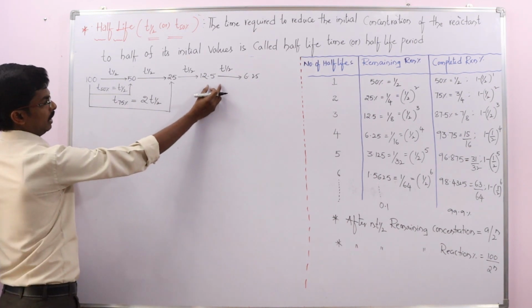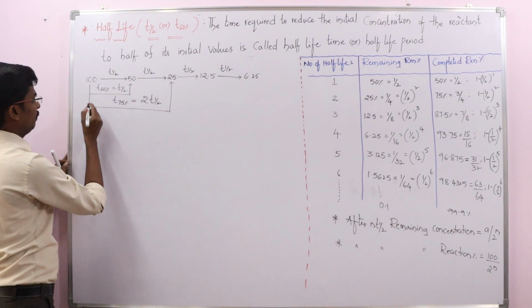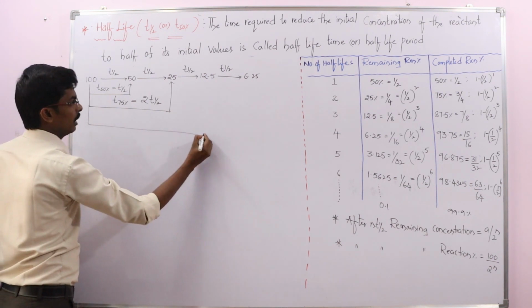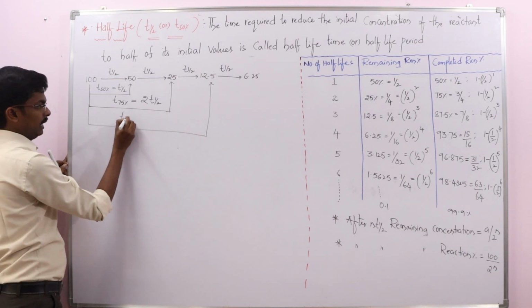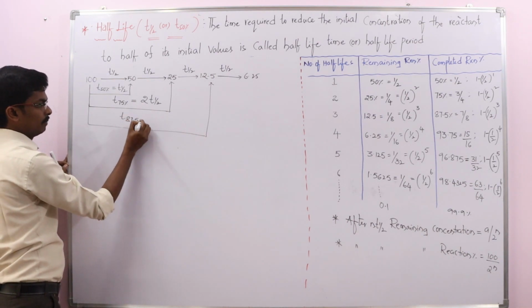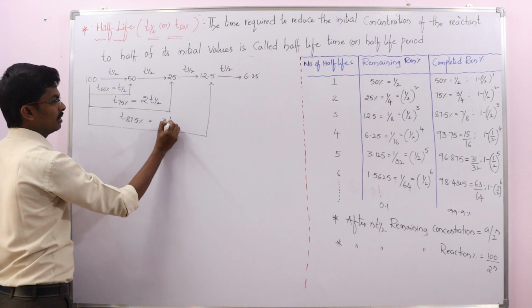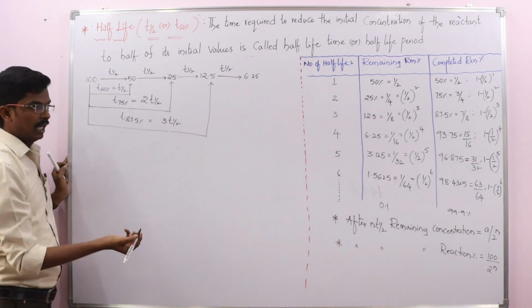So what do you expect here? It is going to become 87.5 or not? So here, if you want to give T 87.5%, it is equal to how many T½? It must be equal to 3 T½.